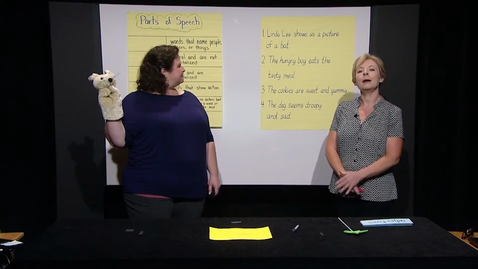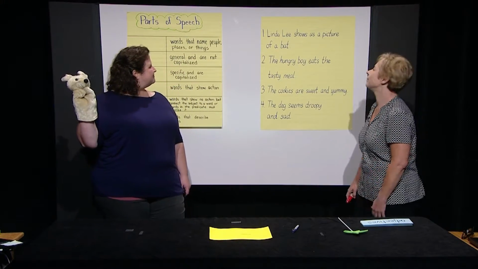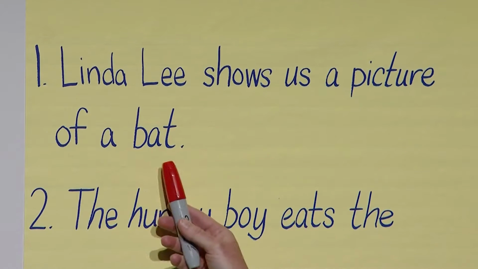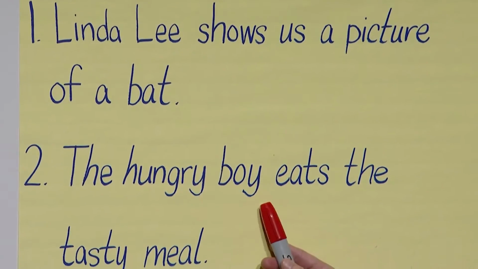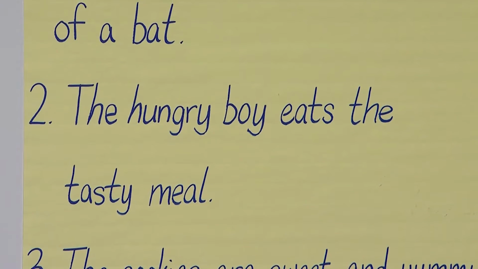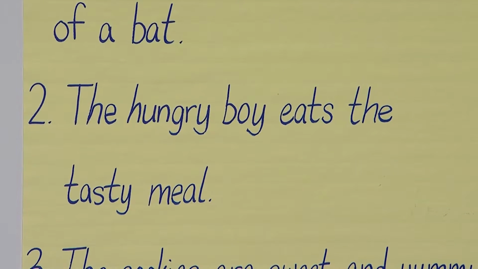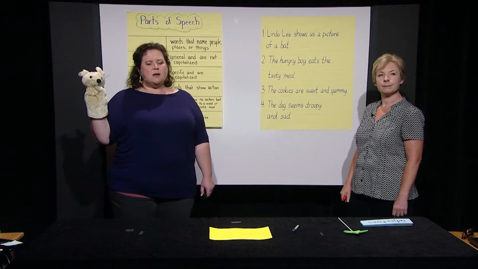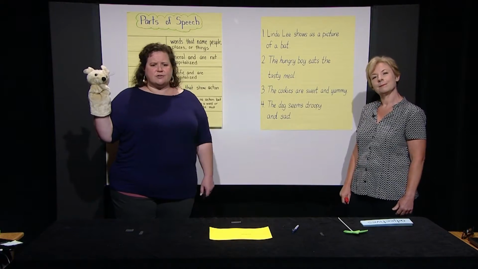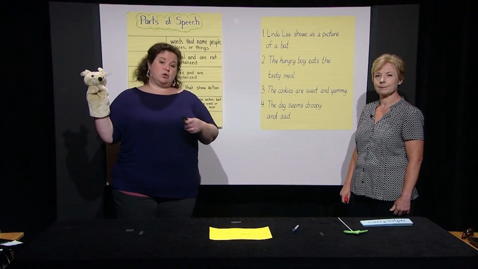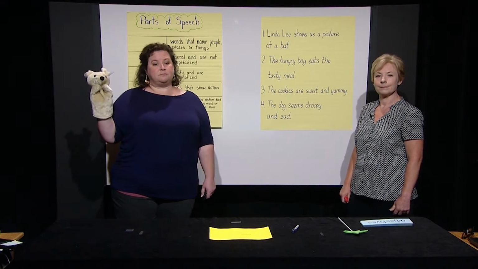Scholars at home, read these sentences with me. Linda Lee shows us a picture of a bat. The hungry boy eats the tasty meal. Since we reviewed subject and predicate, let's find them both. What's the subject of the first sentence? Scholars, remember the subject answers the question who or what.